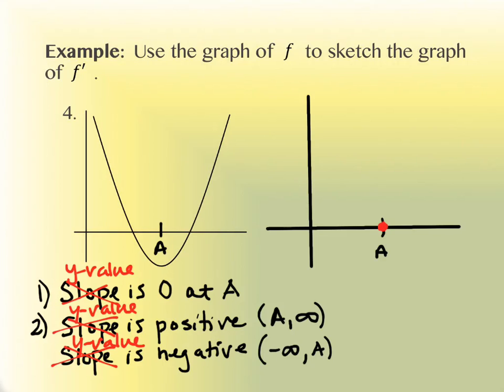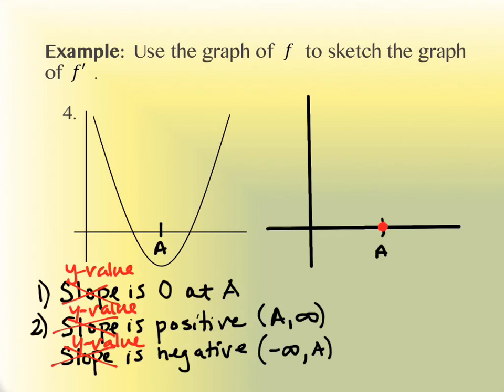Steps 2 and 3, or 2A and 2B, whatever these next two things are, have the potential to look a little bit different on your graphs. There's some feature of them that are going to be the same. The first one says that the y value is positive. So what does it mean for the y value to be positive? Above the x-axis. So my graph needs to be above the x-axis from A on. How that looks on your graph could be different.